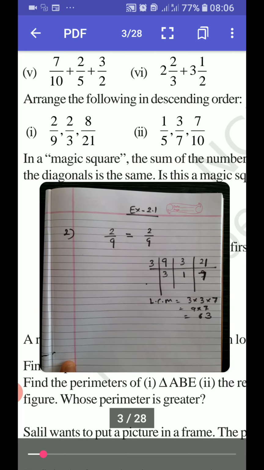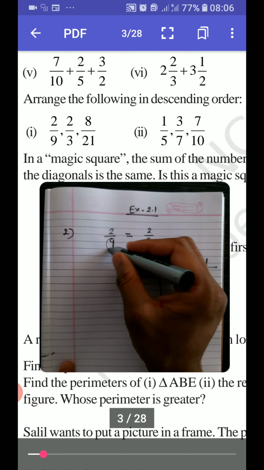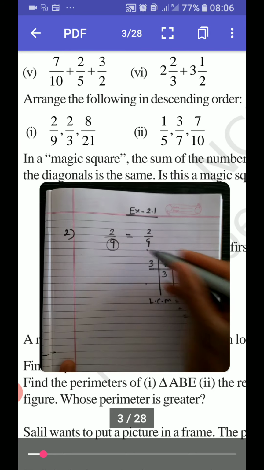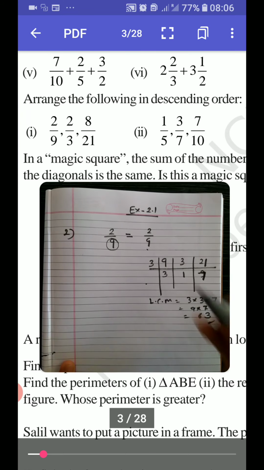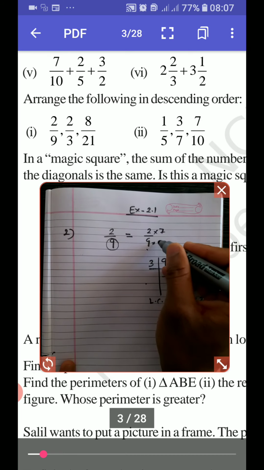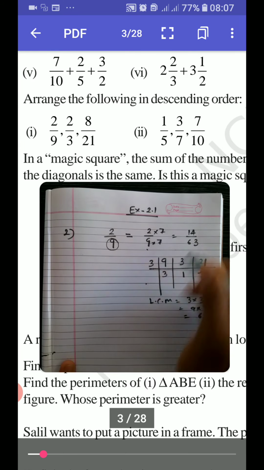For this, you will convert the denominator of 2 upon 9 into 63. How? You will divide this LCM by 9. 9 sevens are 63. So you will multiply the numerator and denominator of the given fraction by 7: 2 into 7 upon 9 into 7 equals 14 upon 63.